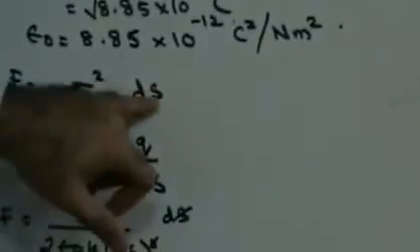Next, take on next one, please. In the previous sum, the ds should be in the denominator. F is equal to sigma square upon 2 epsilon 0 K ds. If it is Q square, then the ds is in the denominator. If it is sigma square, then the ds is in the numerator. Right? Okay. Let's move on to the next one.